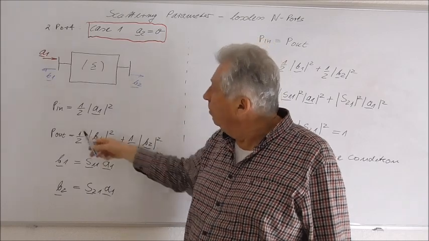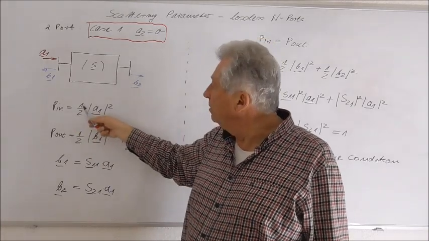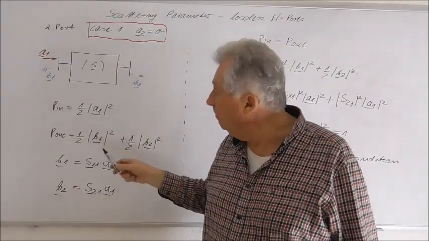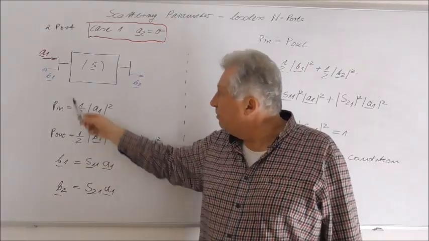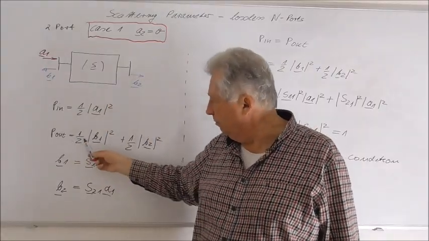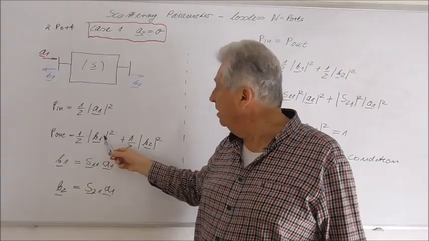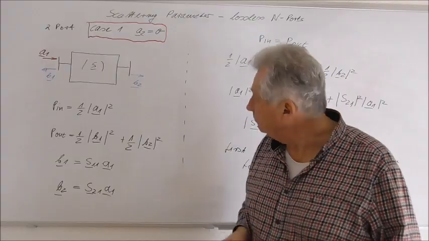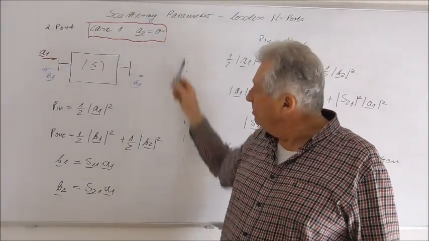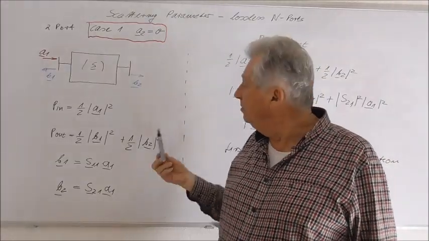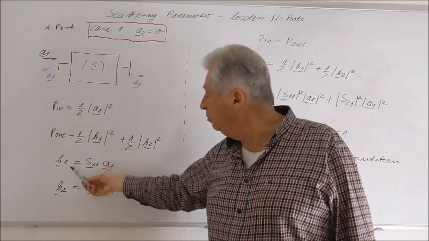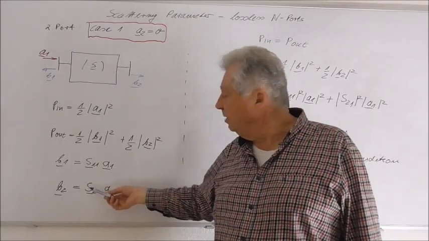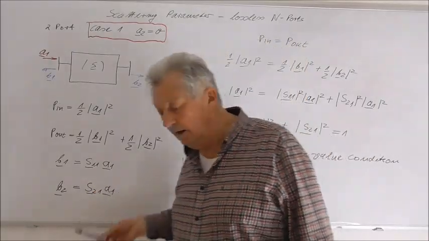So in our case again, the input power is given by 1/2 absolute value square of A1, while the output power, of course, is given by the sum of the two. This means the output power is given by 1/2 absolute value square of B1 plus 1/2 absolute value square of B2. But since A2 is missing, we will get some simple equations for B1 and B2. B1 is only S11 times A1, and B2 is only S21 times A1.